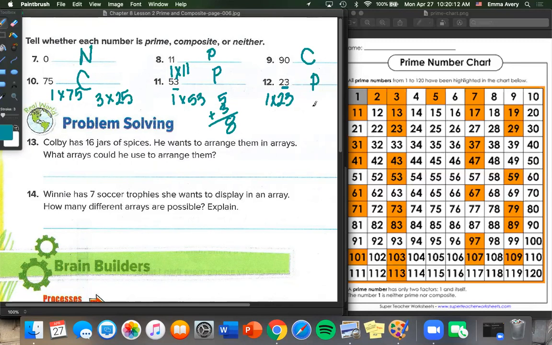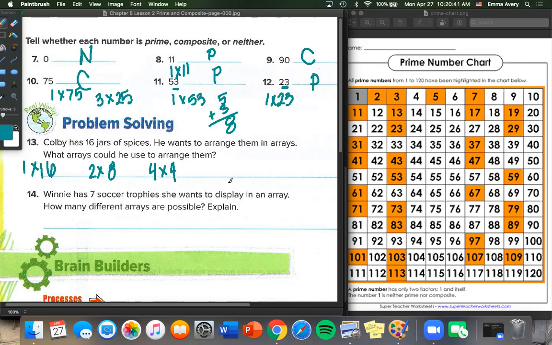On to number 13. Colby has 16 jars of spices. He wants to arrange them in arrays. What arrays could he use to arrange them? So they're even telling us that there's going to be multiple arrays. So we know we could do 1 times 16, but we could also do 2 times 8, or we could do 4 times 4. And you can draw these out if you need to.